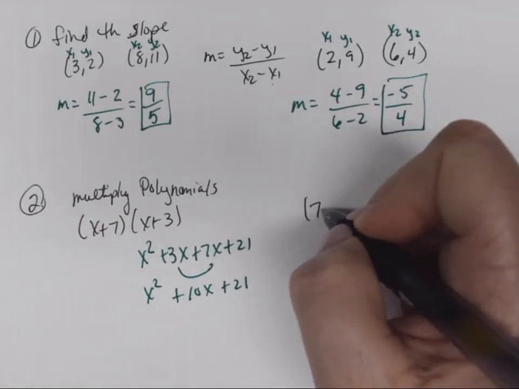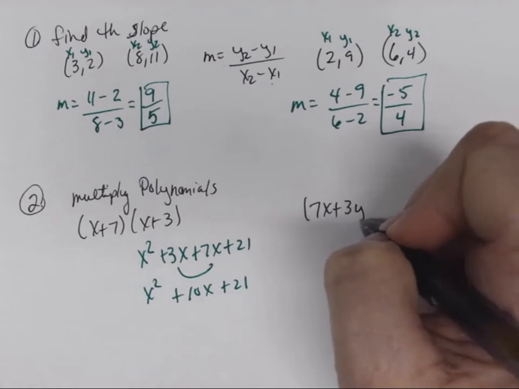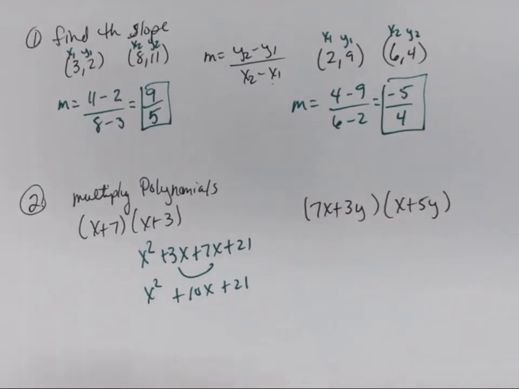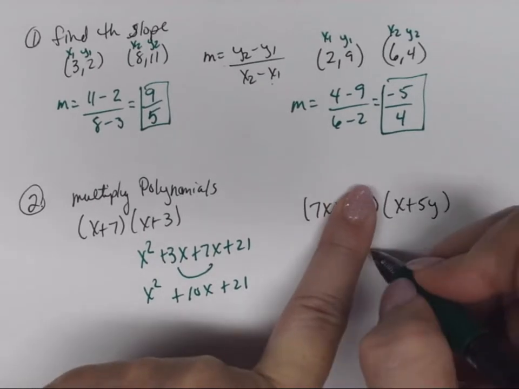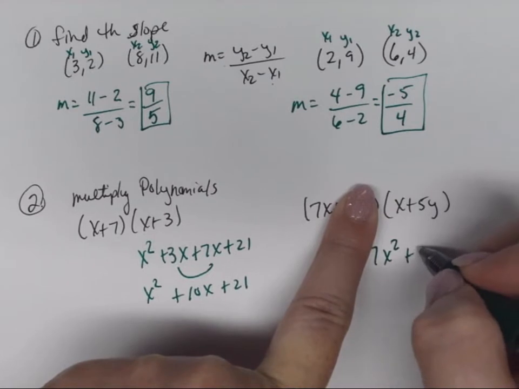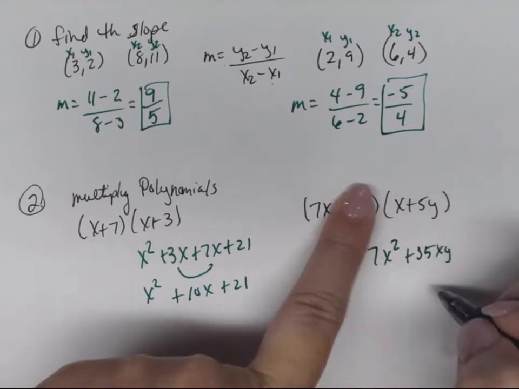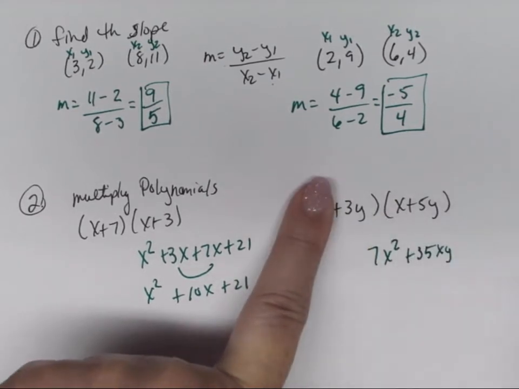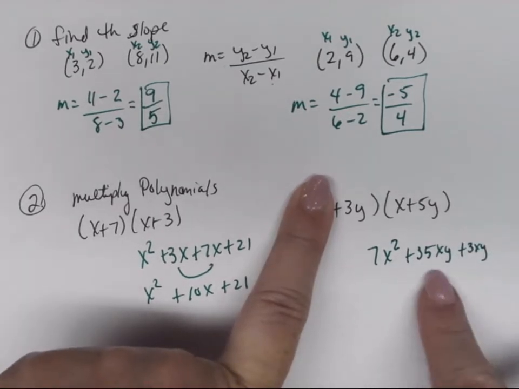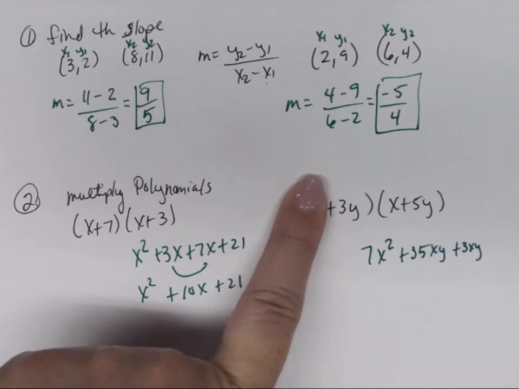Let's try one more. 7x plus 3y times x plus 5y. So we're going to do the same thing. 7x times x is 7x squared, 7x times 5y, 35xy. 3y times x, you can write that as 3yx or 3xy. It doesn't matter because it's multiplication, and those two terms will still combine together no matter how you write it. And 3y times 5y will get us 15y squared.